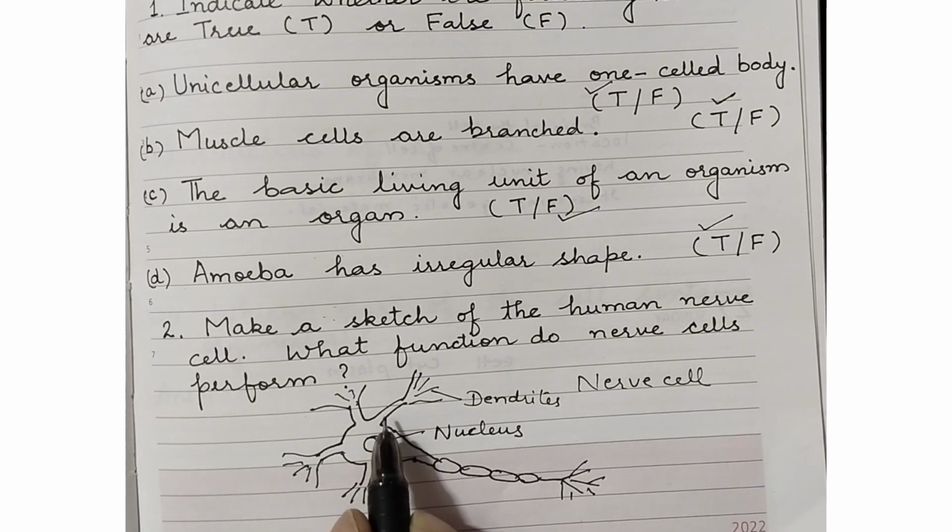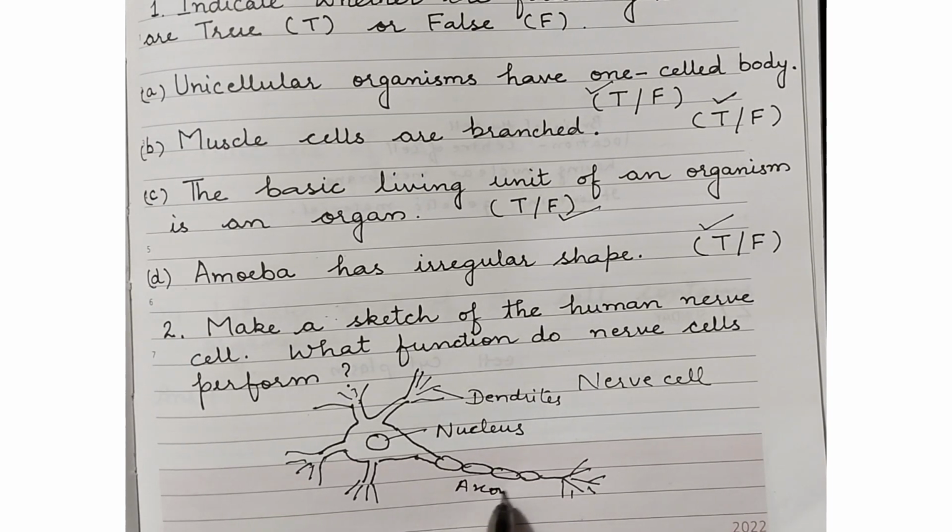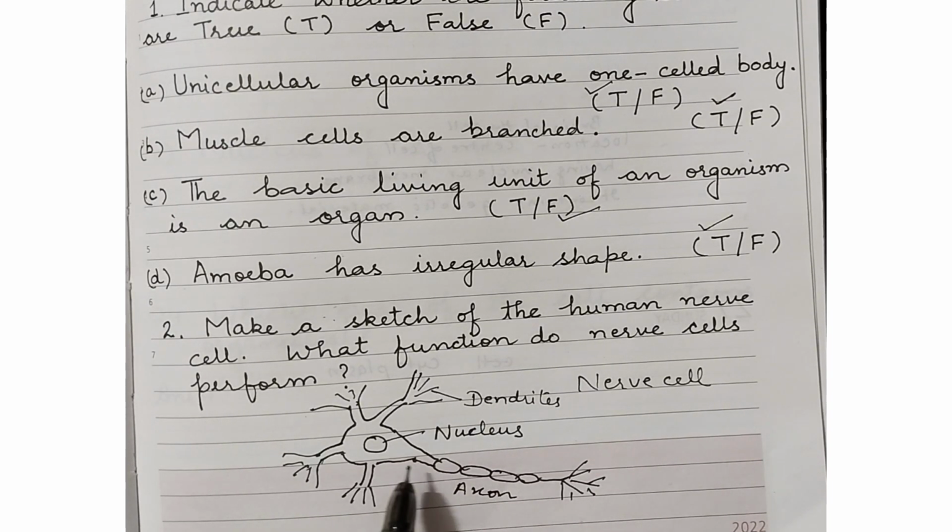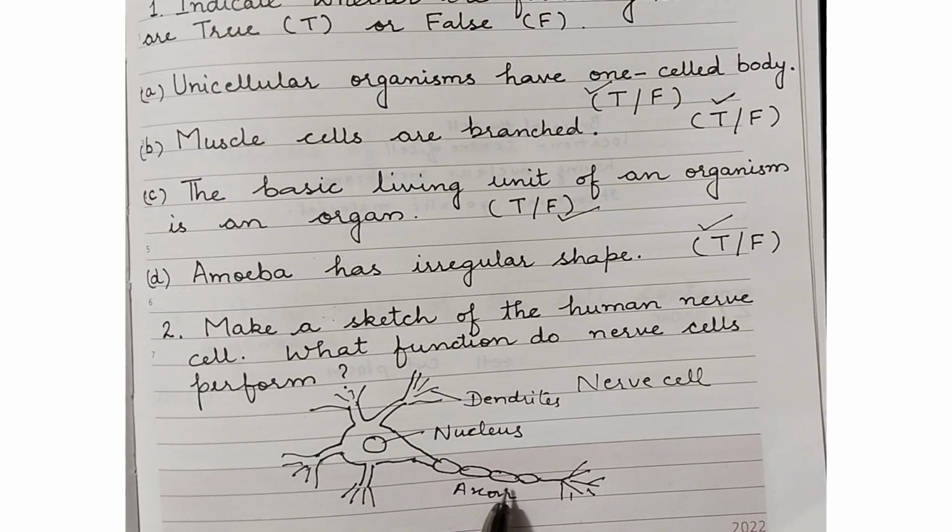Now, this is known as the cell body, and this structure is known as the axon, covered with myelin sheath. The information passes in the form of electric impulse through this axon, and this is the tail part of the nerve cell having branches, where this information is transferred to the next nerve cell.